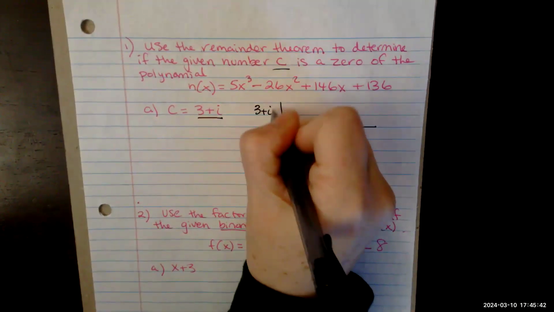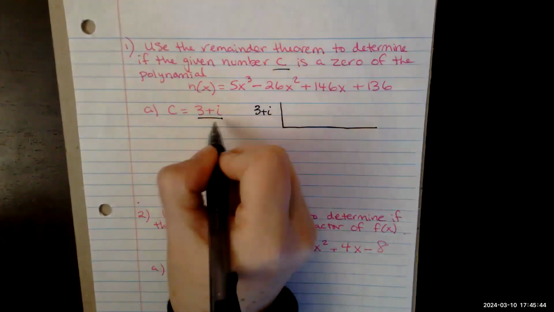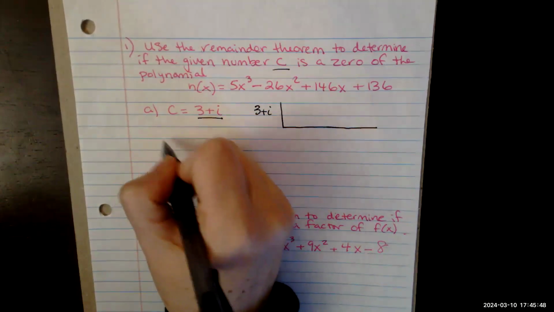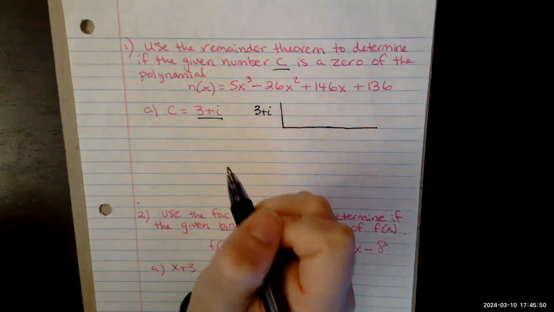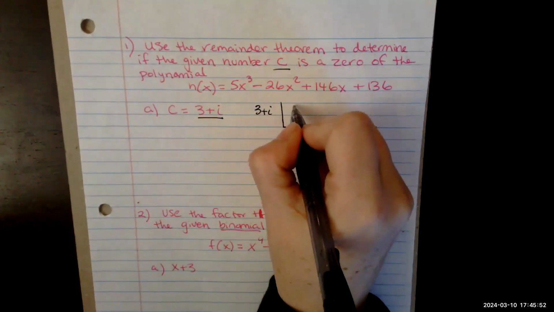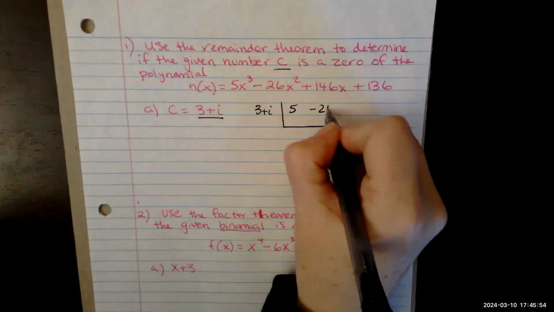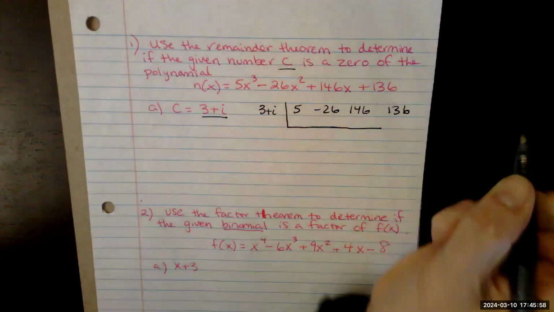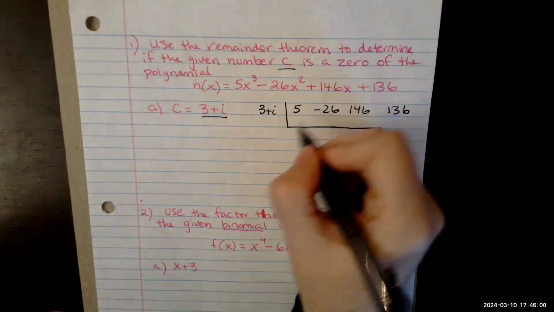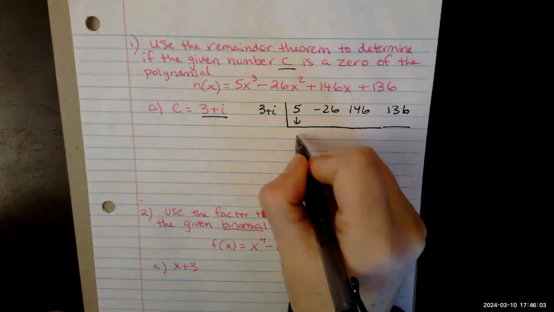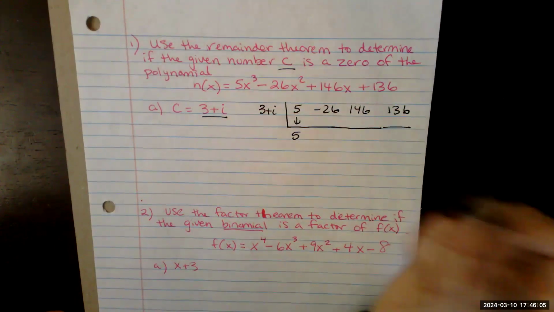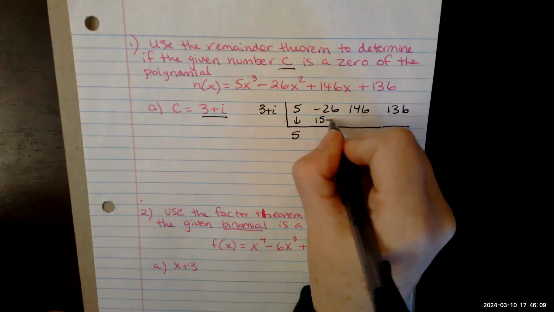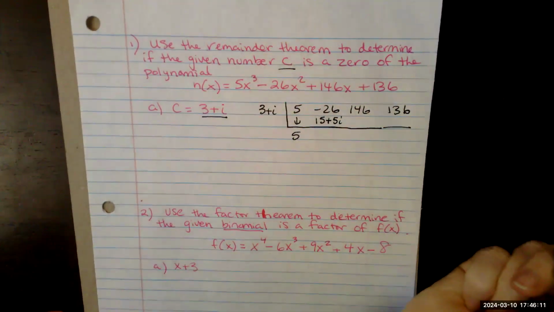Remember that I don't have to change the sign because they're giving me the C. If they gave me the factor that said like x plus something or x minus, then I would have to do the opposite. So I need to put 5, negative 26, 146, and 136 because there's nothing missing. Bring down the first number and multiply. So I need to multiply the 5 by this whole thing. So it becomes 15 plus 5i.